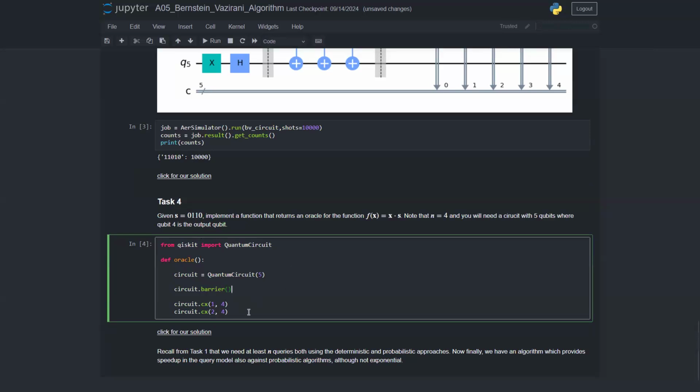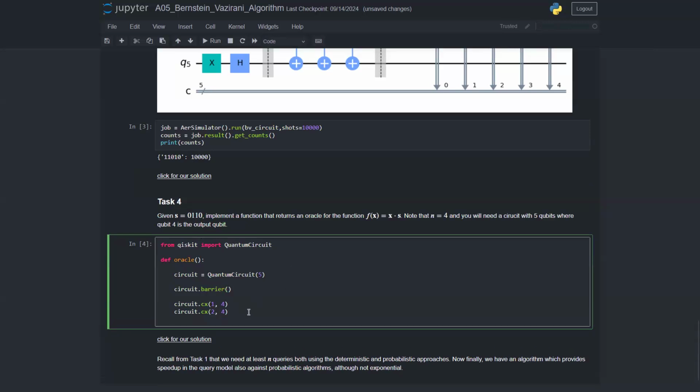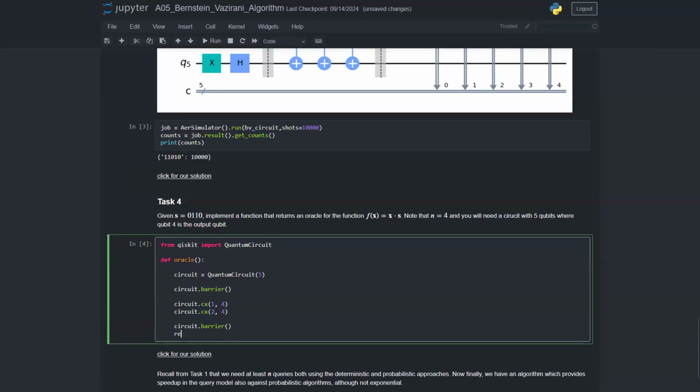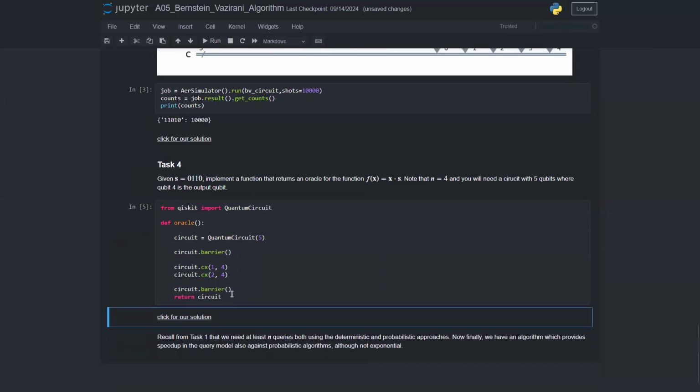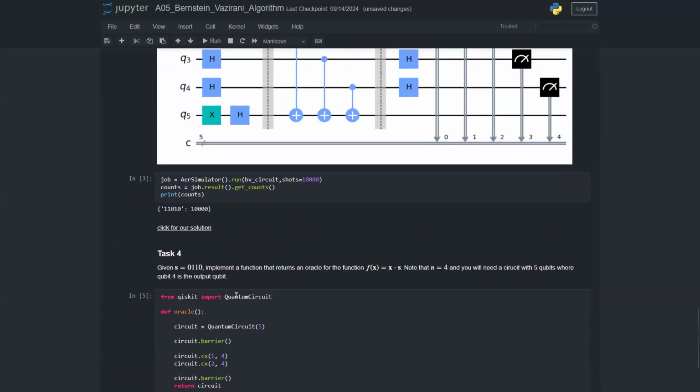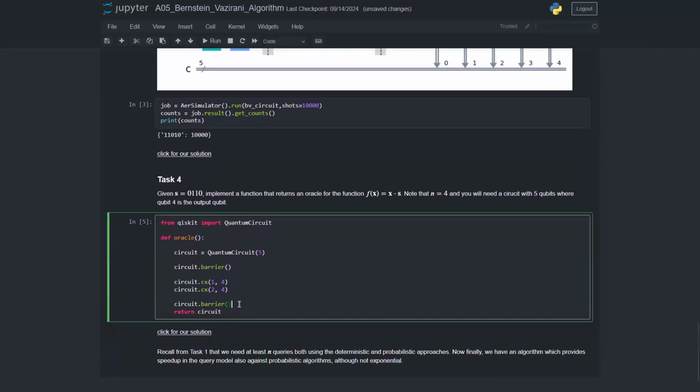Oh, we have to actually return it since it's a function. All right, we're supposed to implement a function. We don't really need to run it. So that's what we have.